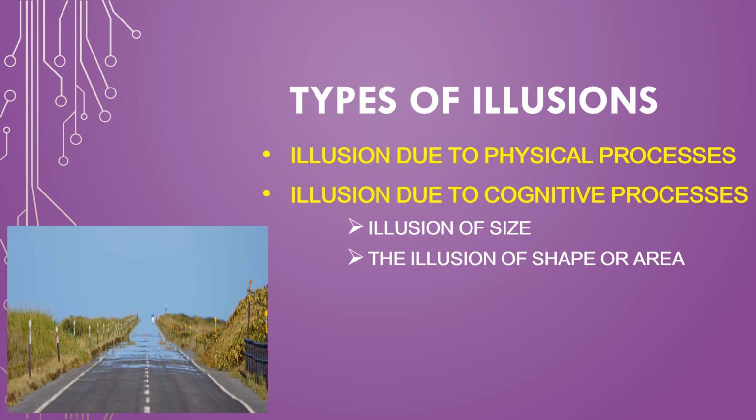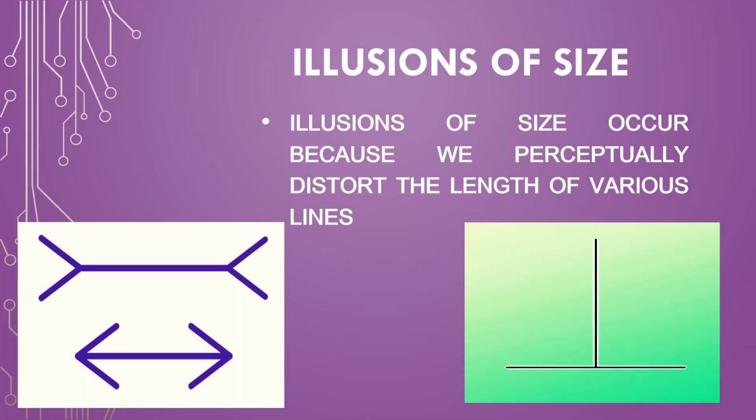There are countless illusions related to the cognitive processes, and they can be broadly divided into two categories. First one is the illusion of size and second is the illusion of shape or area. Illusions of size. For example, in the Müller-Lyer illusion, in this image, you can see two lines. Both the arrowheads and the feather-headed lines are the same length, but the one with the feathers looks longer or bigger.